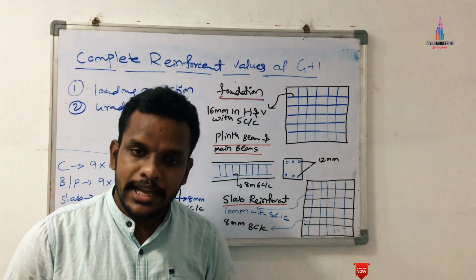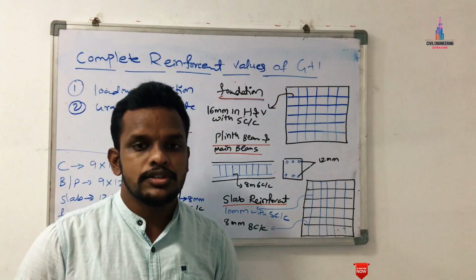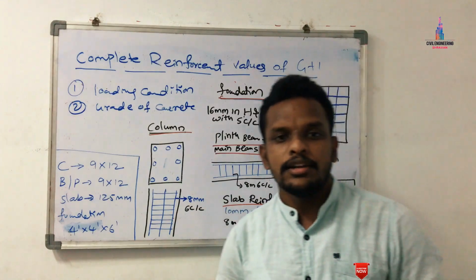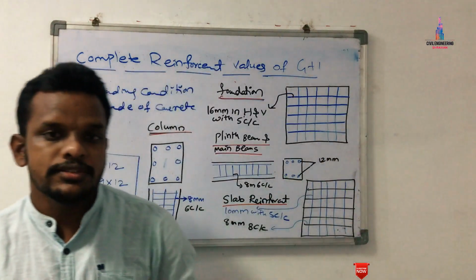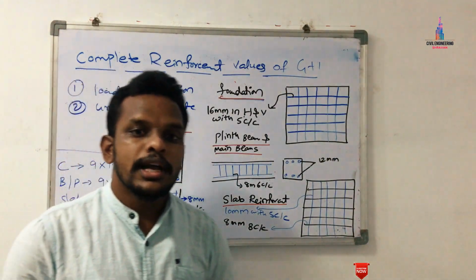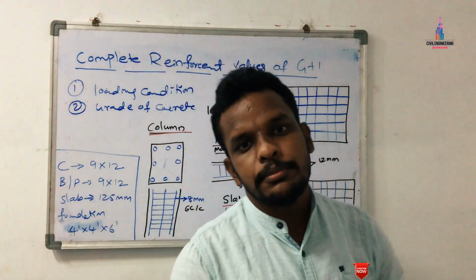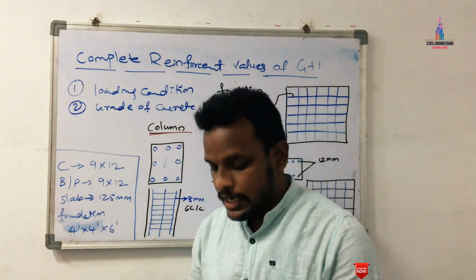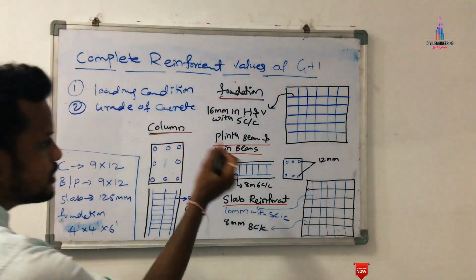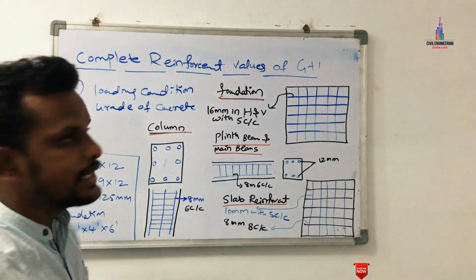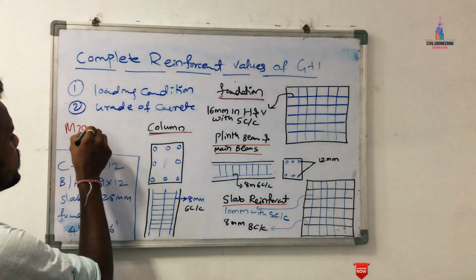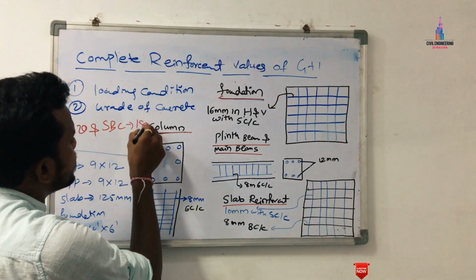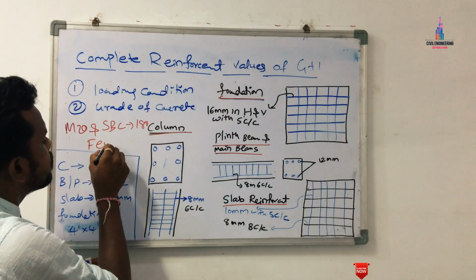Now the second factor is grade of the concrete. For this building I considered M20 grade concrete, with a soil bearing capacity of 180. If you consider a higher grade of concrete, the reinforcement values will be higher. I took all these reinforcement details for M20 grade concrete with a soil bearing capacity of 180, and I used Fe 415 grade steel.